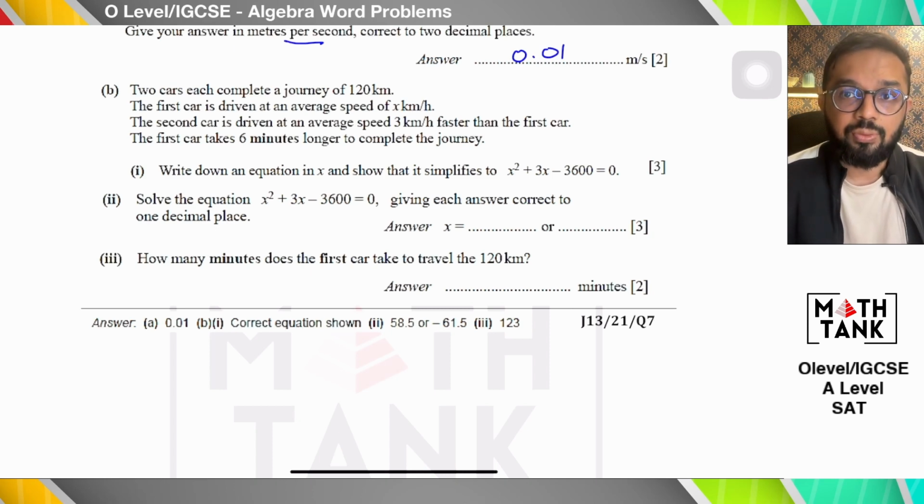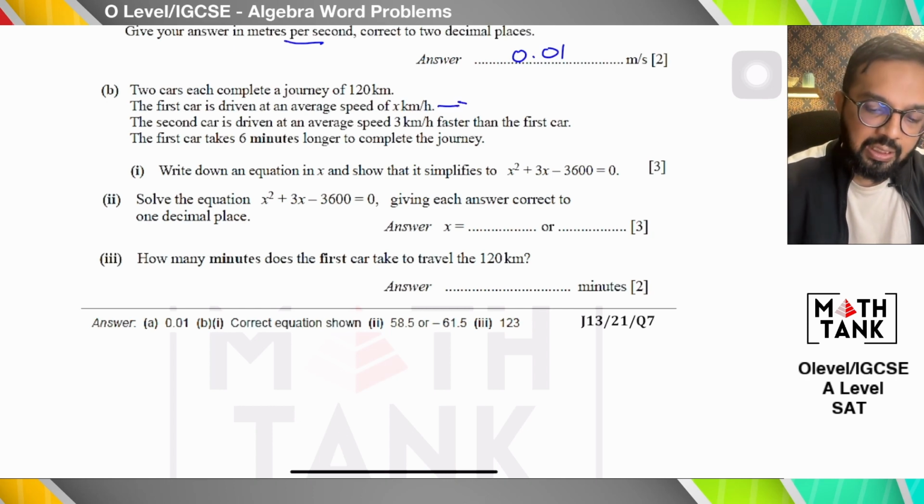Now, in all the previous questions, we've done the same process step by step. It's nothing different. I'm just going to calculate two different times for you, then subtract those times and get an equation out of it. Okay. What about the first car? It traveled 120 and it had a speed of x. So again, I say that this was its time. The other car had an average speed of 3 kilometers faster, so this was x plus 3, and it was traveling the same distance.